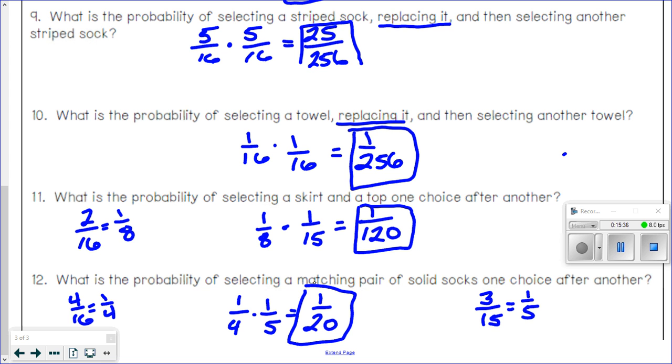All right, so I hope that was helpful to you, especially in understanding the difference between a dependent and an independent event.